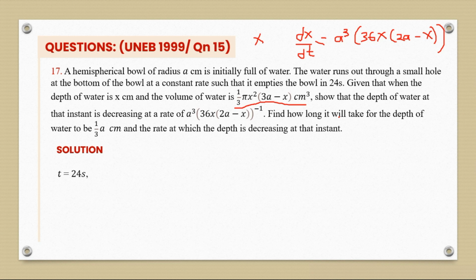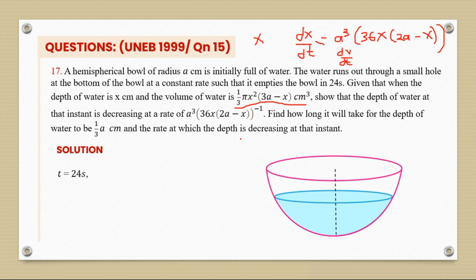We've seen that it takes 24 seconds for the bowl to empty. Remember that in this case, water is running out of the bowl. So that means the value of dV/dt, the rate of change of volume, should be negative, because water is running out of the bowl through the small hole at the bottom. So this is the bowl that we have.